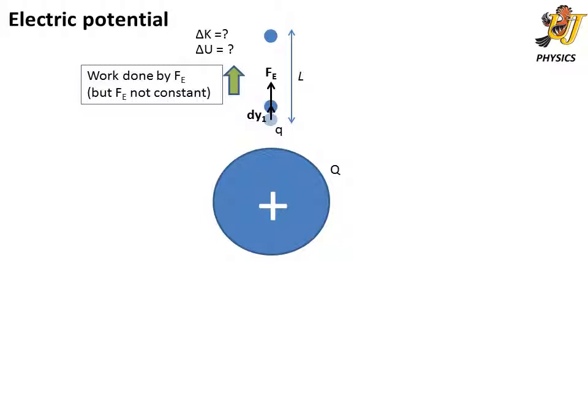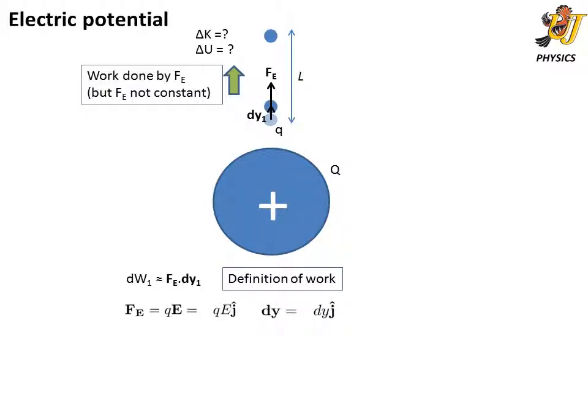If we choose dy small enough, we can approximate the electric force acting on the test charge as being constant over that small displacement, which means we can write down an expression for the work done on the test charge for the tiny infinitesimal displacement dy1. Furthermore, we know the electric force is just given by the test charge multiplied by the electric field produced by the source, so that we can write the work done for the tiny displacement dy1 as the expression that is shown.